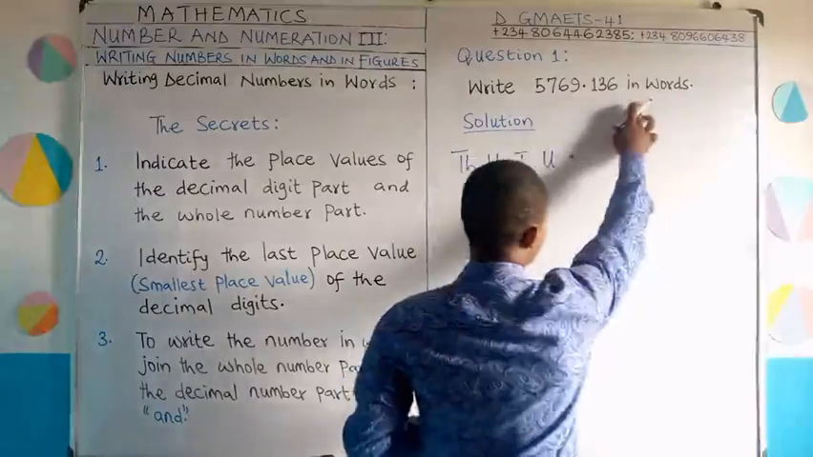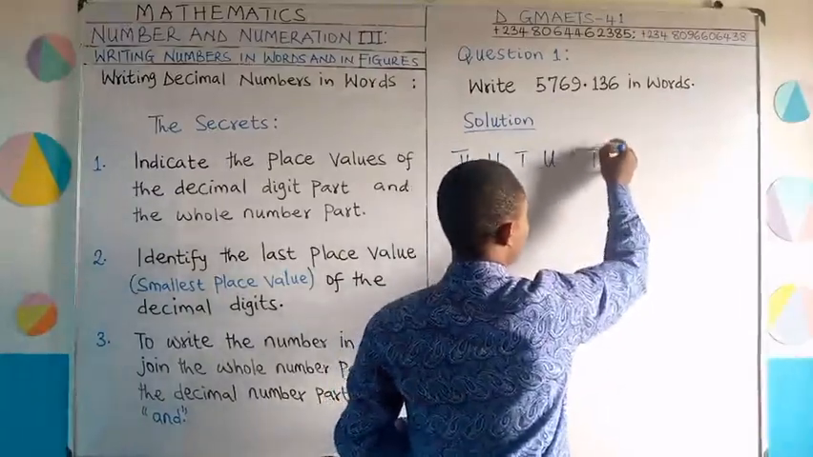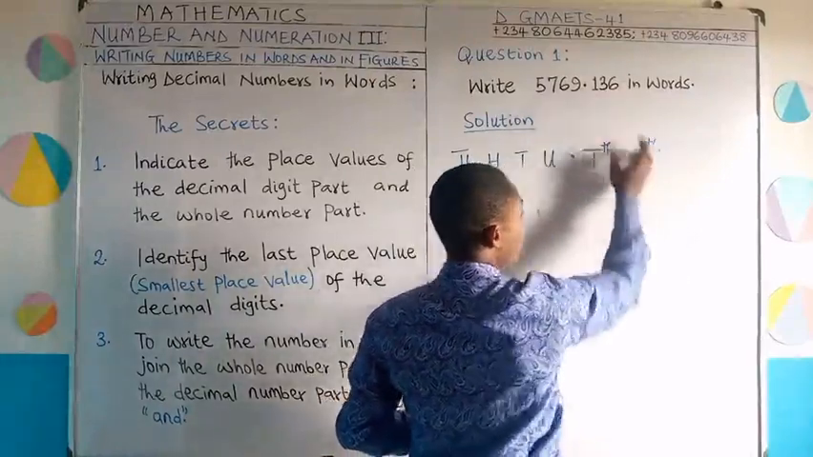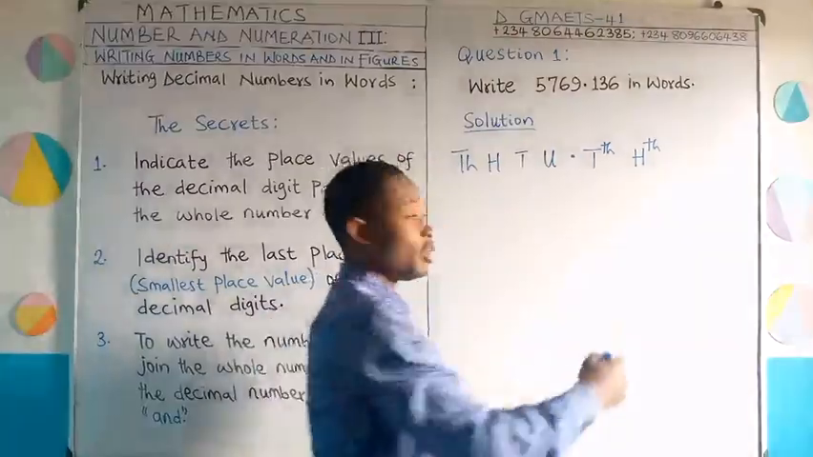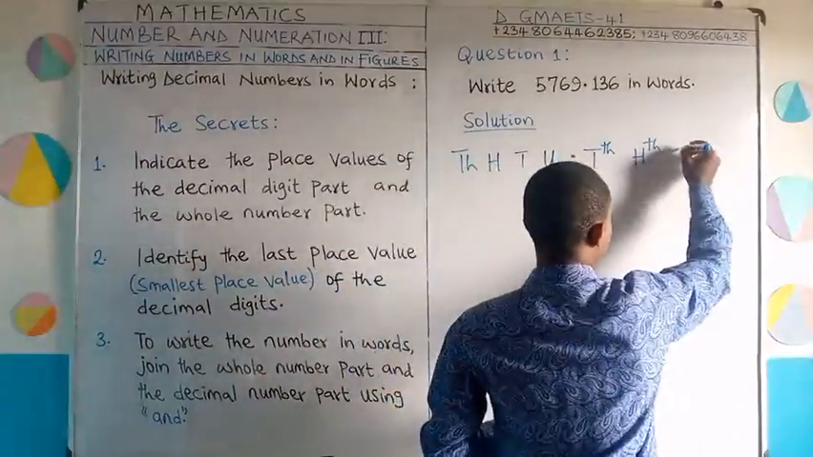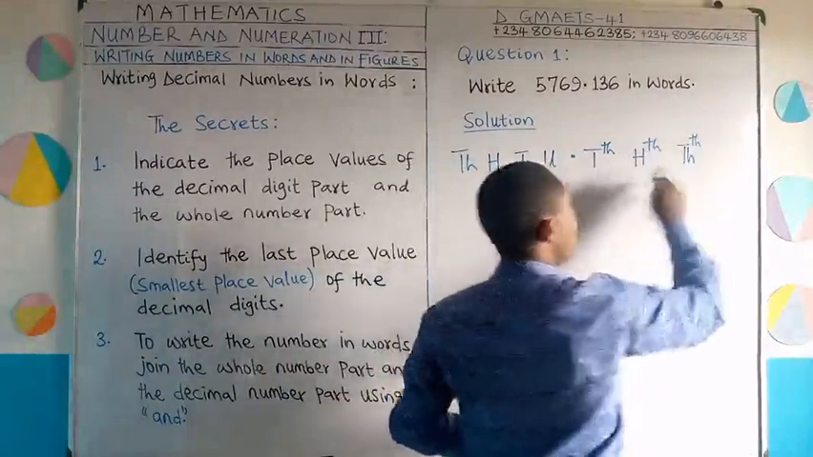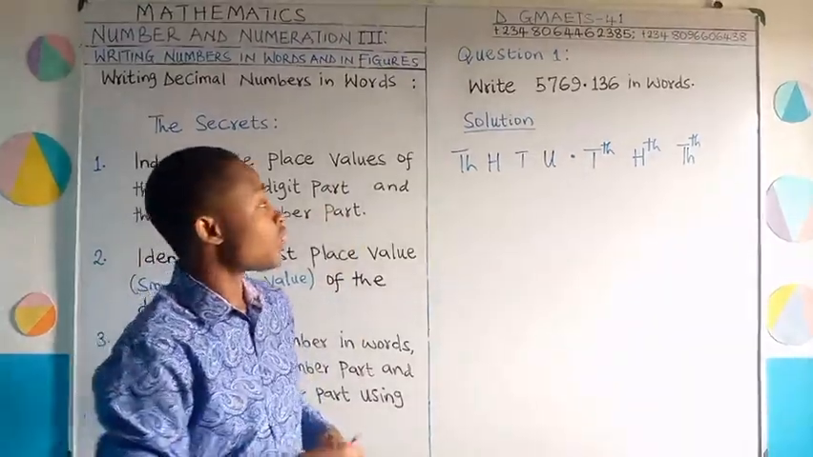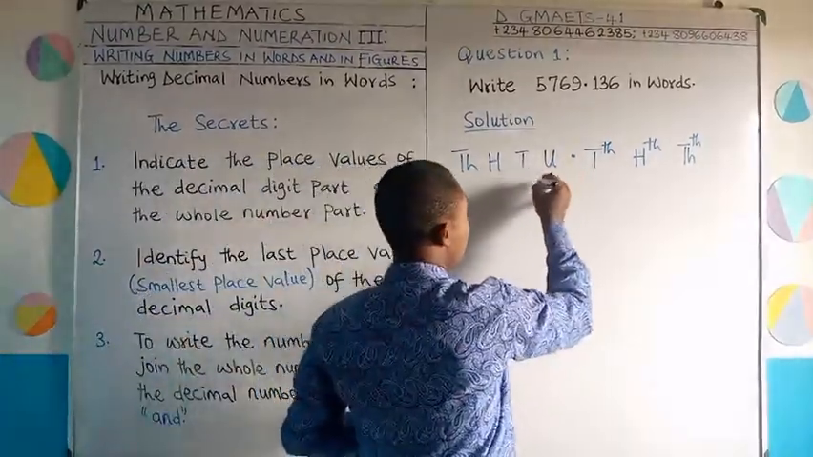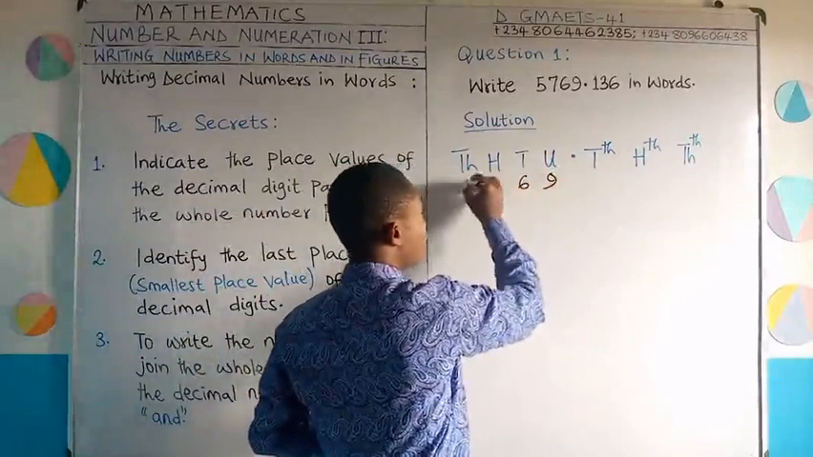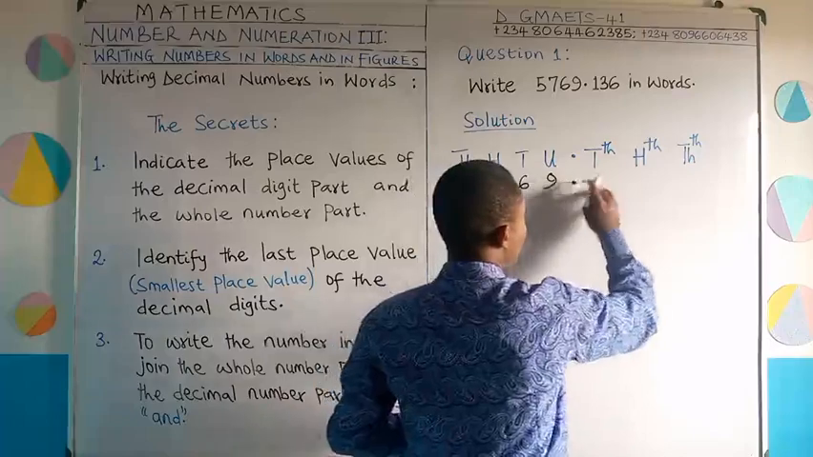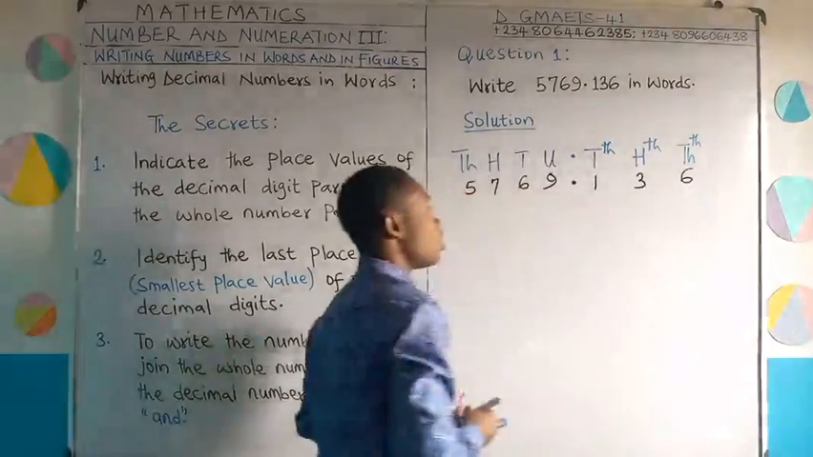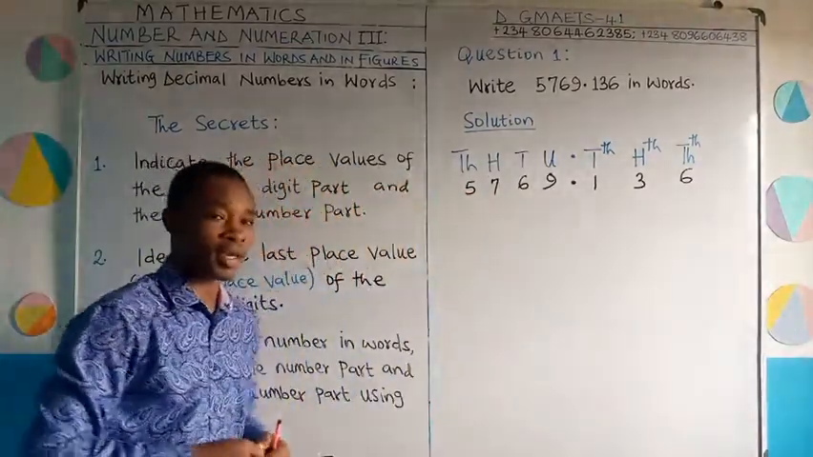Now coming to the decimal digits, the first decimal place value is tenths, the next will be hundredths. There are 3 digits there, so you expect to get 3 place values in the decimal part. So the third one is going to be thousandths. Alright, now we've gotten the place values of this number. So let us fix the values there. This is 9, 6, 7, and 5, the whole number part. These are decimal points, and then we have 1, 3, and what? 6. 1, 3, and 6.